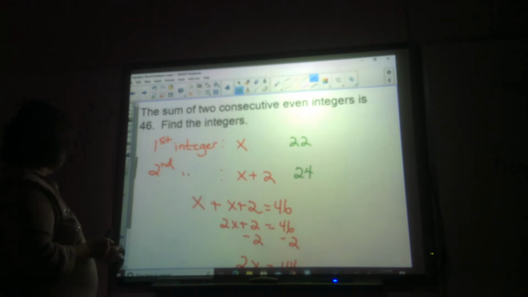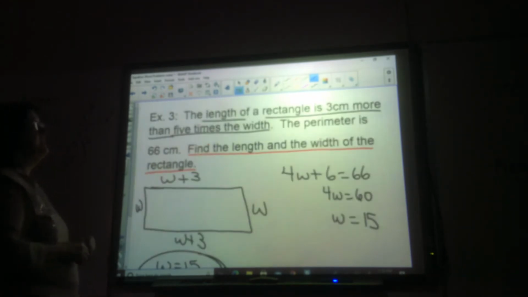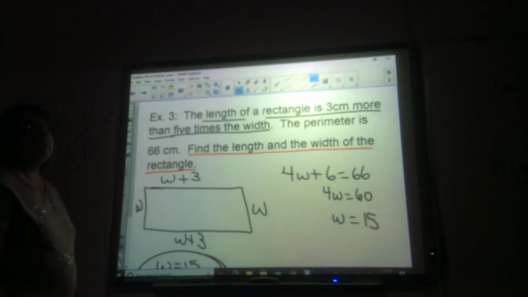Yes, they do. Okay. The length of a rectangle is 3 centimeters more than 5 times the width. The perimeter is 66 centimeters. Find the length and width of the rectangle. Now, this problem did not have a rectangle drawn. What I do, when they tell me I've got a figure, I draw that figure. So here's the figure. They tell me that the length is 3 centimeters more than 5 times the width.